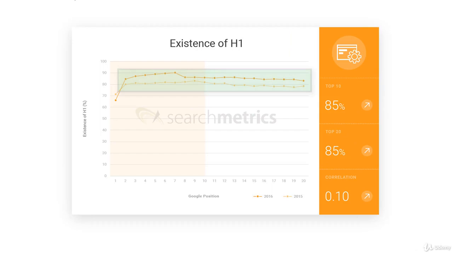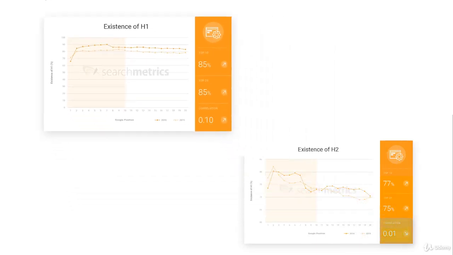In the recent 2016 research data, the proportion of landing pages with an H1 in the source code has risen for almost all search positions compared with last year. The interesting part in this year's research is the correlation factor itself. It is 10% for the existence of H1 and just 1% for the existence of H2. Google has diverted its importance from the existence of H2 in 2015 to the existence of H1 in 2016.